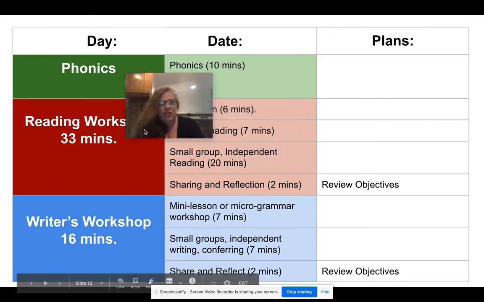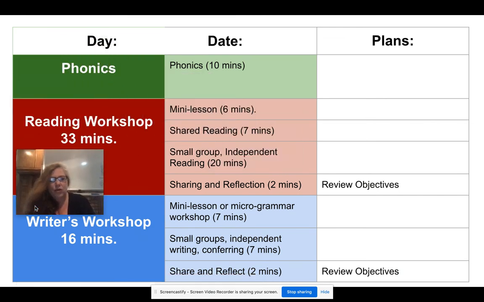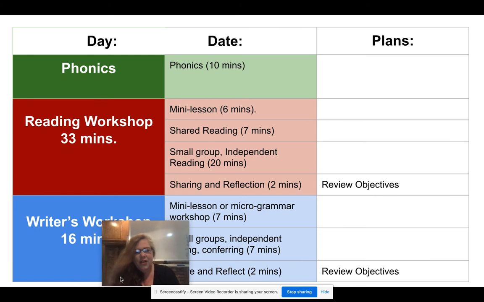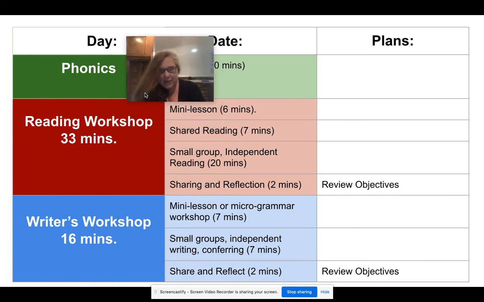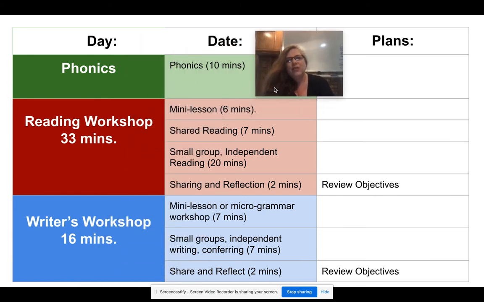So now it's your turn. I would like you to look at an upcoming day in your lesson plan book or wherever you like to write your detailed lessons, and go ahead and write in what you're going to be doing for phonics. It should be very simple for the phonics. It would just be jotting down the title of the lesson, right?